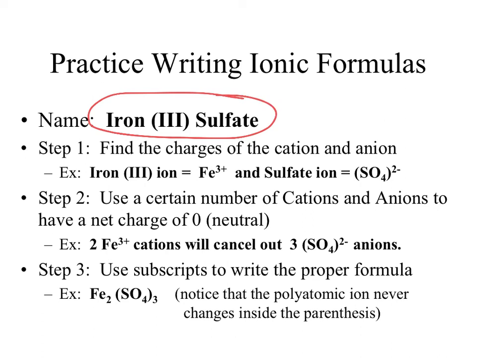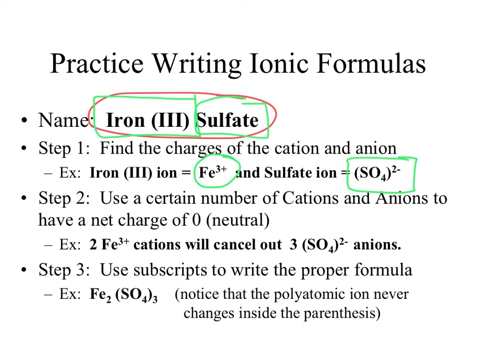Iron 3 sulfate, let's start doing our detective work. So let's look at the first ion, it's iron 3. When I look on my ion sheet, iron 3 is Fe3+. Okay. Next, I'm going to look at sulfate. On my ion sheet, sulfate is one of those polyatomics. It's SO4 in parentheses with a 2- charge.